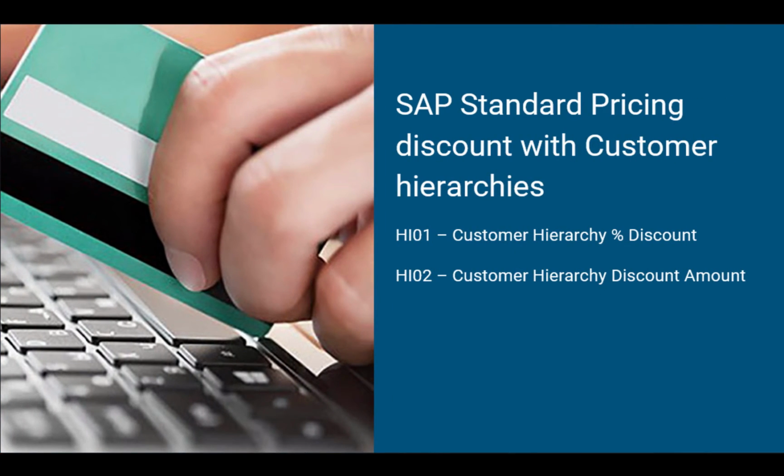So now the question is, how do we achieve this in SAP pricing procedure? And the answer is quite simple. We can implement customer hierarchy. In the SAP pricing procedure, customer hierarchies are represented by special pricing elements or condition types. HI01 is the pricing condition used to represent discount by percentage, whereas HI02 is the pricing condition used to represent discount by amount value.